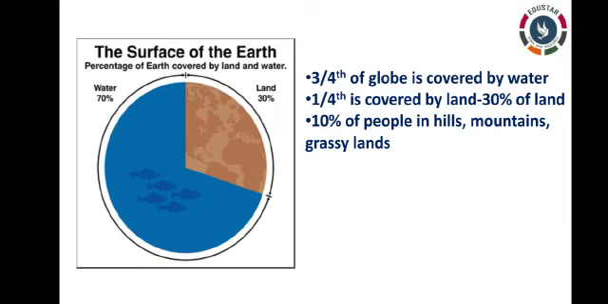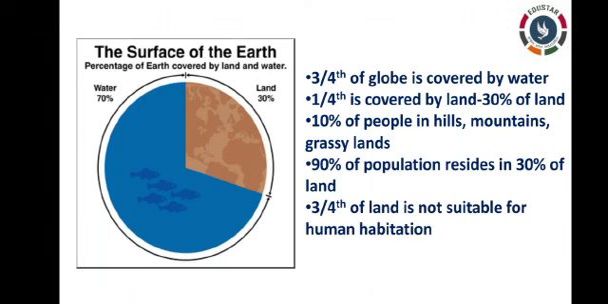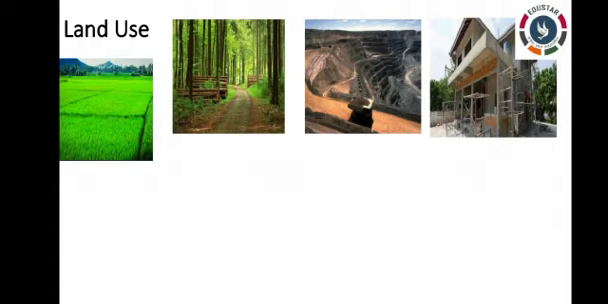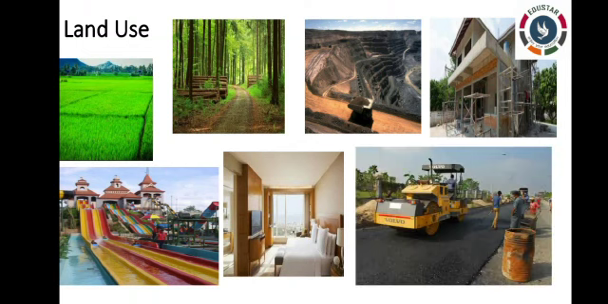Of this land area, 10% of people reside in hilly areas, mountains and grassy lands, and the remaining 90% of people live in the plains, and a part of the land is not suitable for human habitation. The land is available for different purposes: agriculture, forestry, mining activities, building houses, theme parks, restaurants, roads and setting up of industries. So all these are various uses of land.